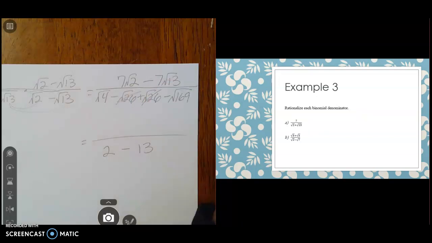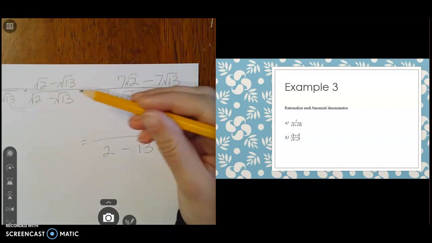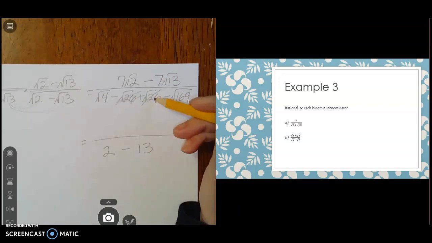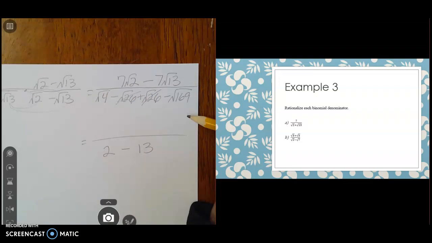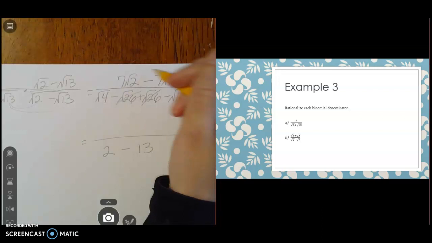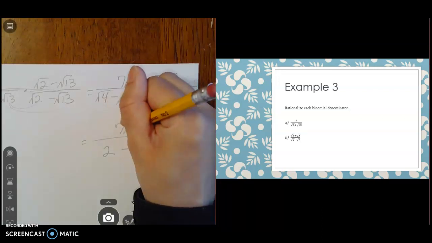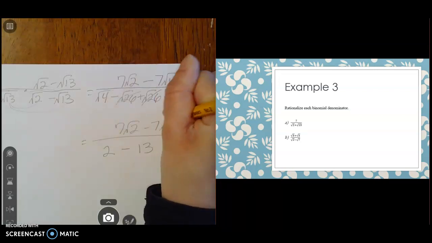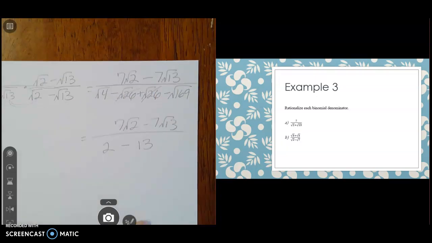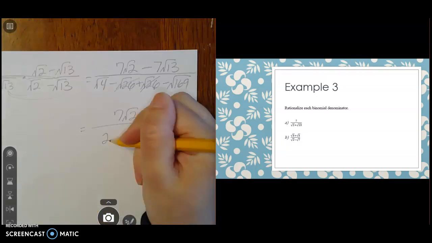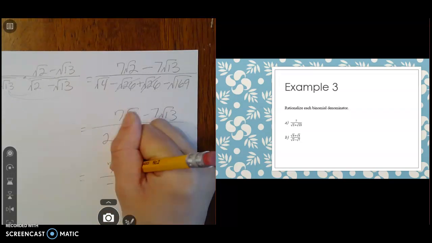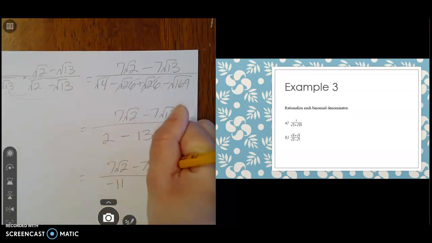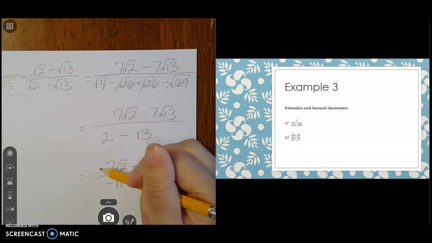So that's what ends up happening when you multiply by that conjugate: the middle terms cancel out, and the first and last term are perfect squares. Okay? All right, let's see, numerator, we didn't do anything there, so it's 7 square root of 2 minus 7 square root of 13. Last thing we can do is actually do our subtraction here. 2 minus 13 is negative 11. Okay? And this answer right here is fine.